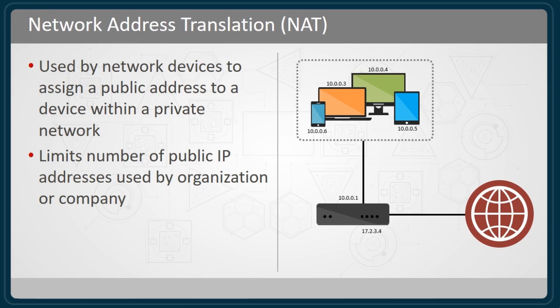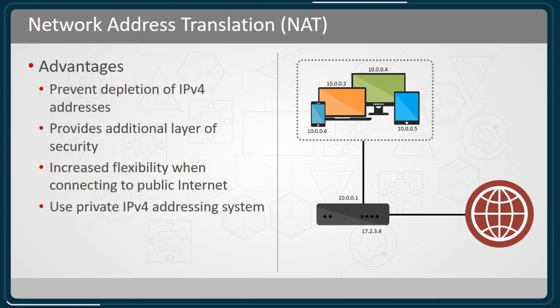So it does have the advantages of preventing the depletion of the IP version 4 address space, because we only need one public address, and it provides an additional layer of security because there is only one publicly visible address, and it offers increased flexibility when connecting to the public internet because we can use the private IP version 4 addressing system, and we can use it however we want. All of those private addresses can be used by any organization however they see fit, without affecting each other and without affecting the public internet.